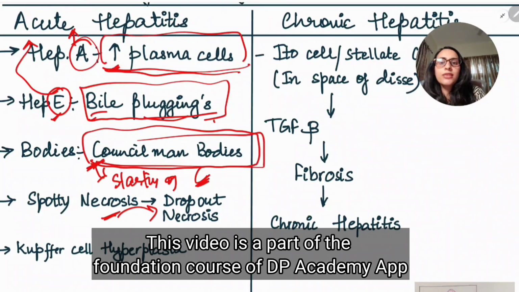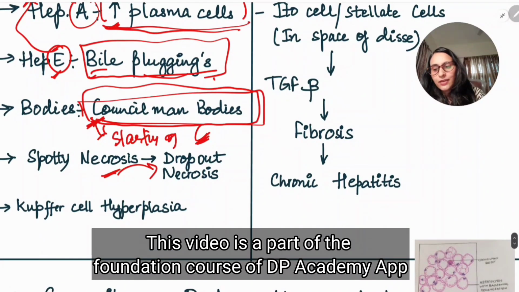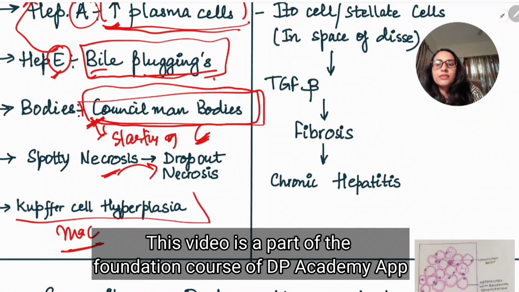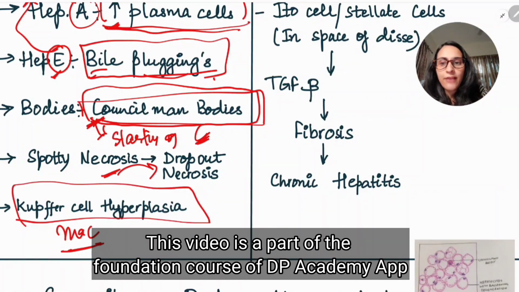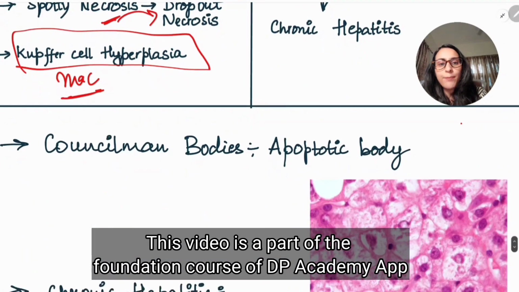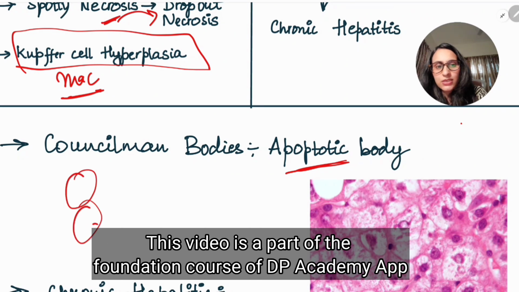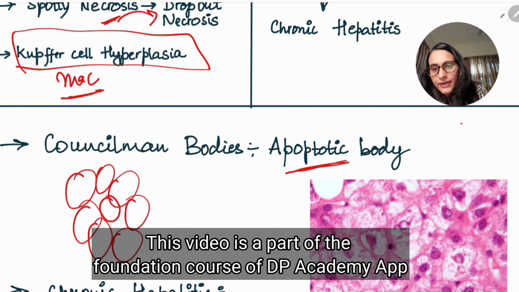See, I told you, these councilman bodies are apoptotic bodies. Apoptosis means cell death. Because a lot of cells are dying, the macrophages come and eat this necrotic cell, and therefore you will see Kupffer cell hyperplasia. In the liver, we have macrophages known as Kupffer cells. You will see these councilman bodies inside the hepatocytes. If these are big hepatocytes with ballooning degeneration, inside these hepatocytes you will find these councilman bodies, extremely pink bodies.